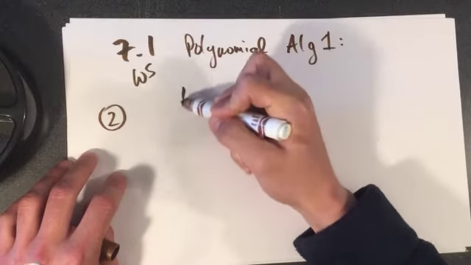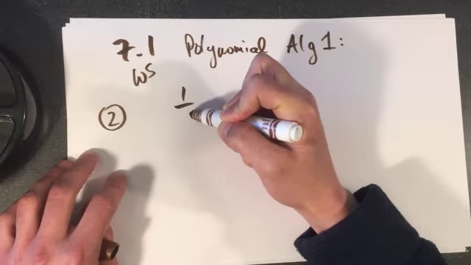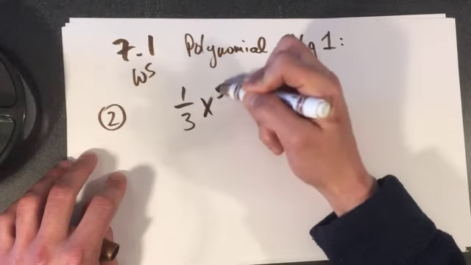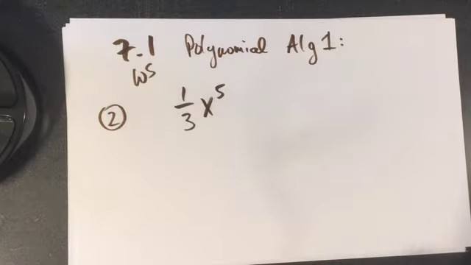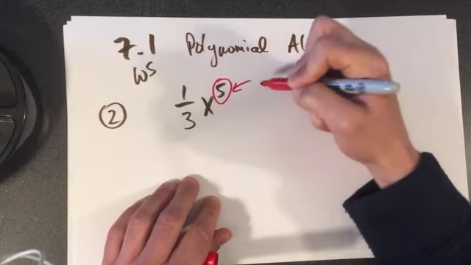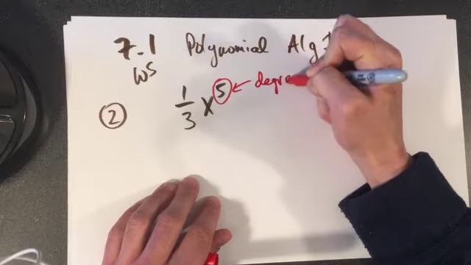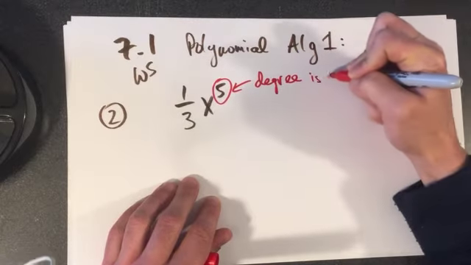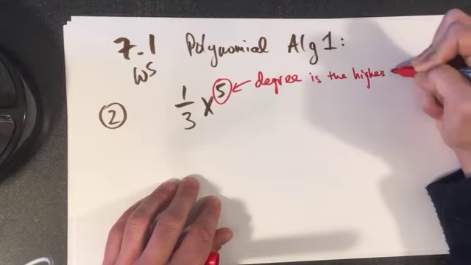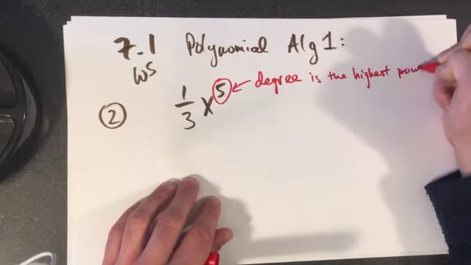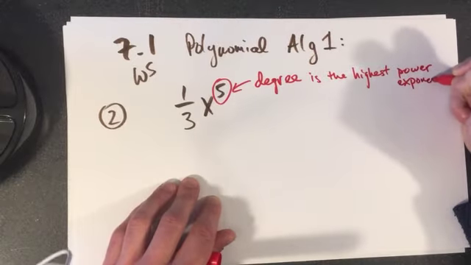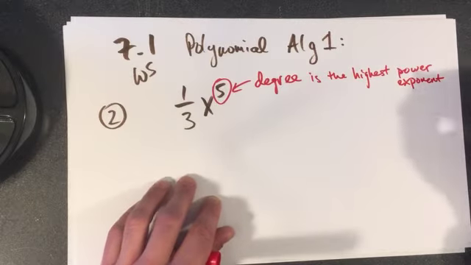Say we have a polynomial, 1/3 times x to the 5th, and they want to know what the degree is. I'll take some notes here. The degree is simply the highest power. That's it, or exponent, for those of you who like to use a different word. That's okay. Exponent.